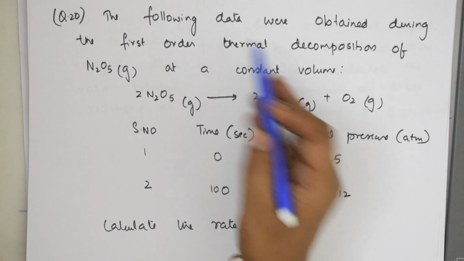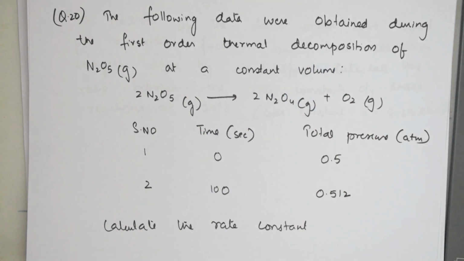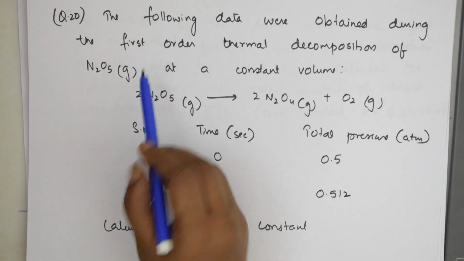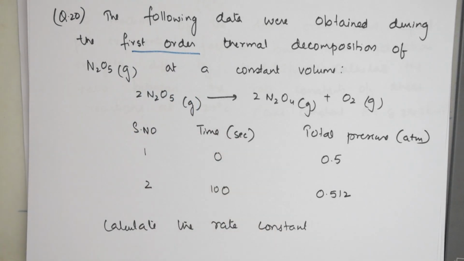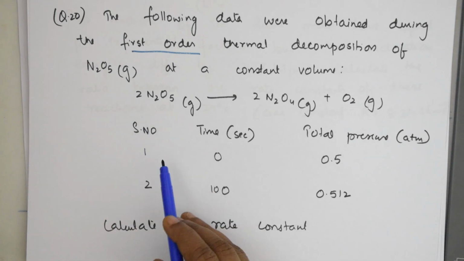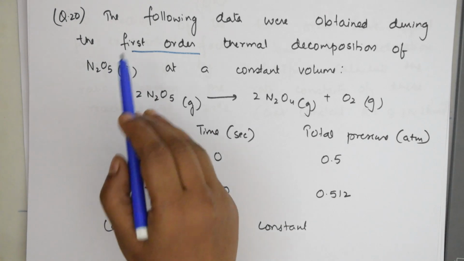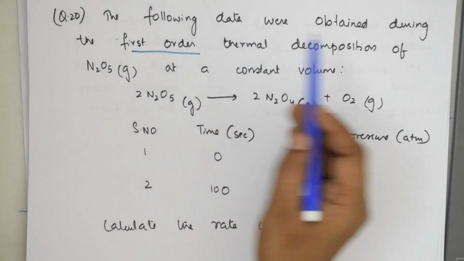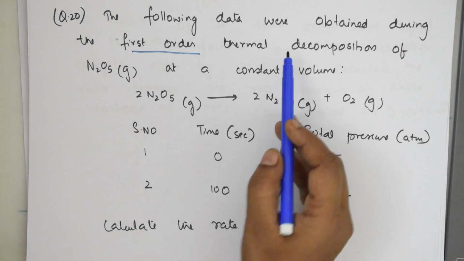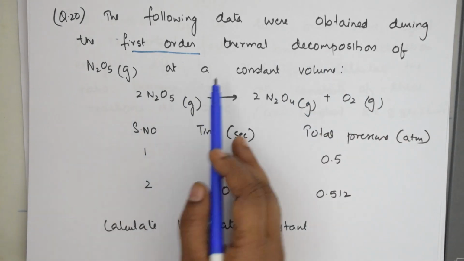The following data was obtained during the first order thermal decomposition of N2O5. Okay, this is again an NCERT question only, a direct question, the simplest one. First order thermal decomposition reaction. First order they've given, so I'll be very careful while writing the formula, that is the first order rate constant formula we will write. Let us read again. The following data was obtained during the first order thermal decomposition of N2O5 at constant volume.